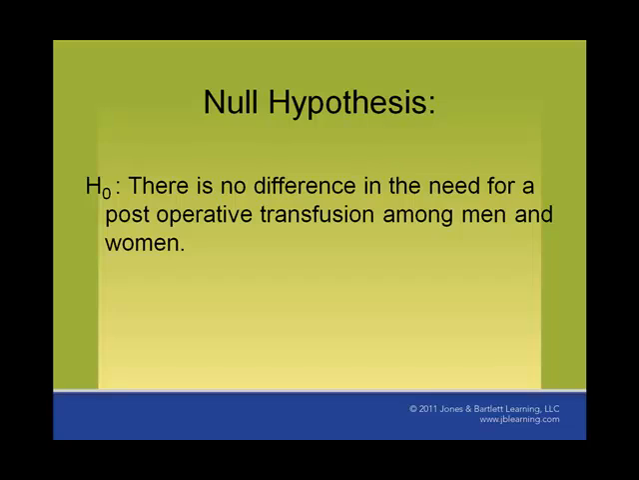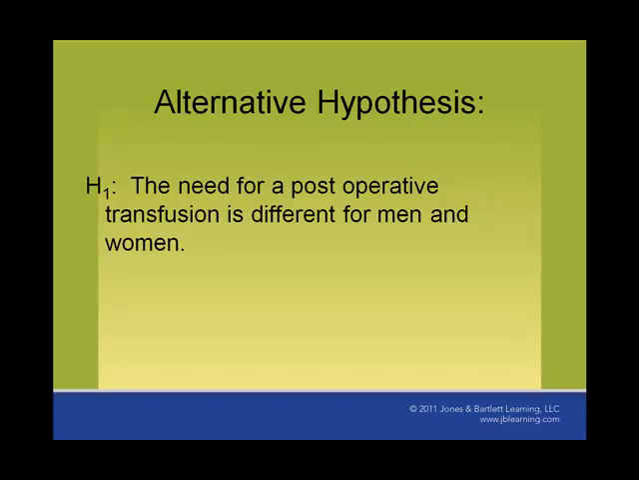So let's start with our null hypothesis. The null hypothesis is that there's no difference in the need for a postoperative transfusion among men and women. Remember, your null hypothesis is always no difference, no association, no relationship. It's the negative. We don't see anything there. Our alternative hypothesis in this example would be the need for a postoperative transfusion is different for men and women.